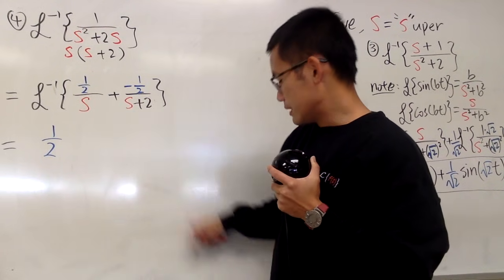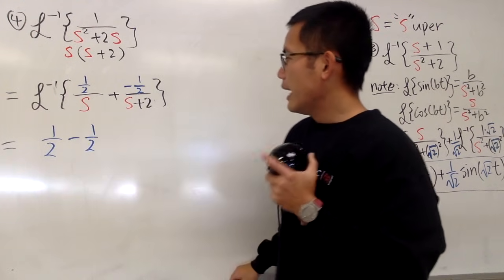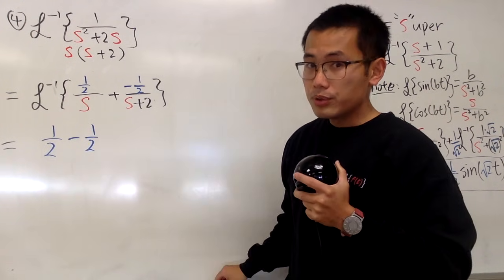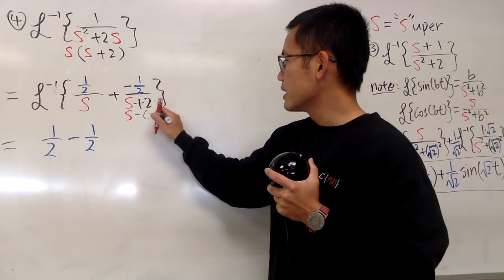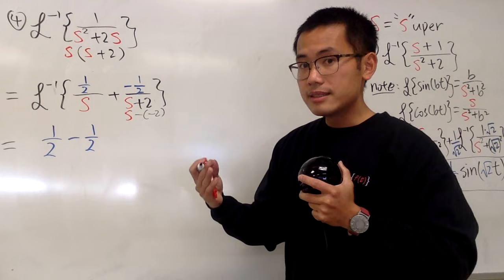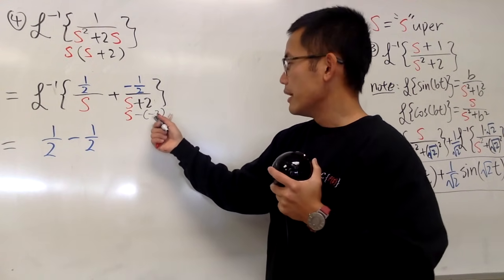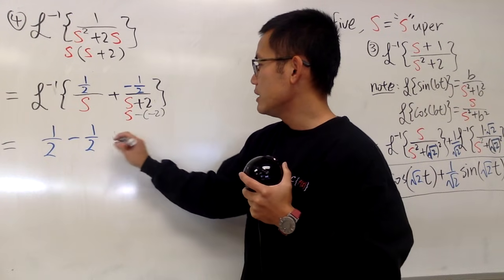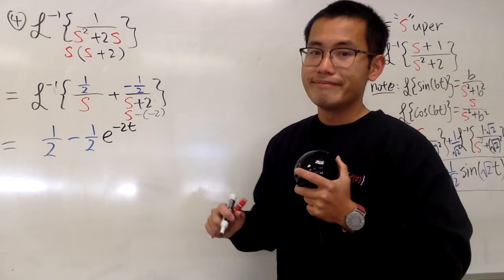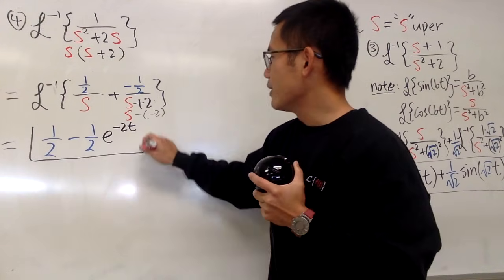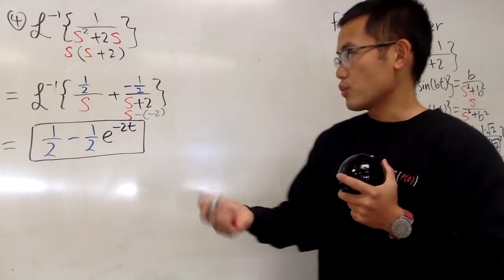Next, let's put down the constant multiple, which is the minus 1/2. And this time, this s plus 2 is the same as saying s minus negative 2, right? And this is the one that has the e, right? e to the at power, and the a is negative 2. So we have e to the negative 2t, like this. And we are done. So again, know your partial fractions really well. This is like the combination of question 1 and question 2, right?